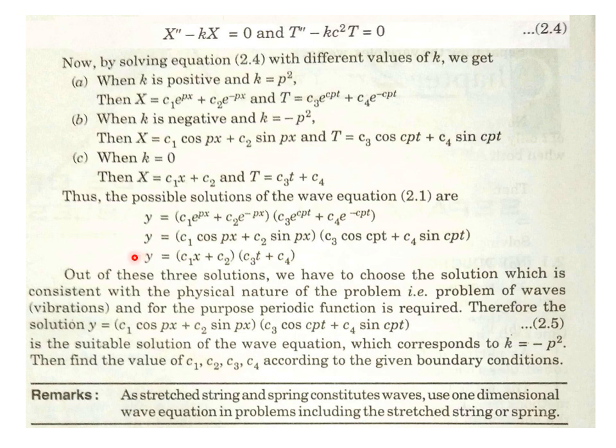Let us discuss which particular solution out of these three is more useful in comparison to others. As you can see, we have to choose the solution which is consistent with the physical nature of the problem. That is very important to discuss. We are solving a wave problem, a vibrational problem, for which we need a periodic function. Out of these three solutions, periodic functions are observed only in the second solution, when k was taken as negative, that is minus p square, because cos and sine are periodic functions suitable for waves, that means suitable for the wave equation.